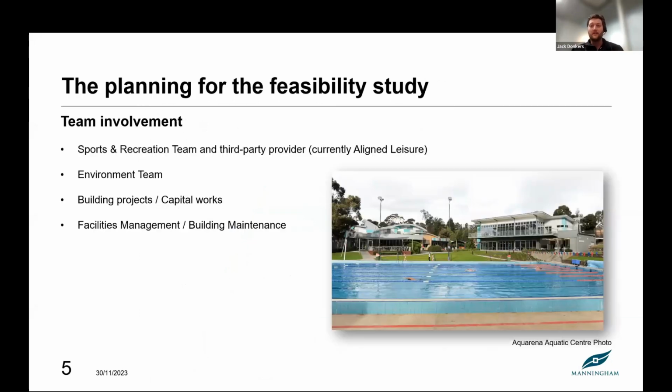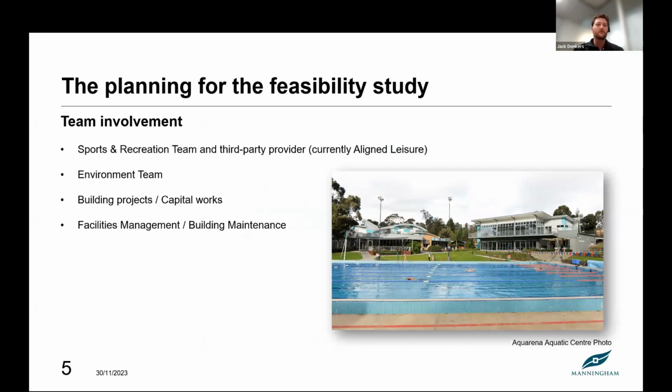So when planning for the feasibility study, sort of internally in council, I thought today the presentation would be like, who do you go to? What's the best way of starting this and working collaboratively to come up with a plan for your study?